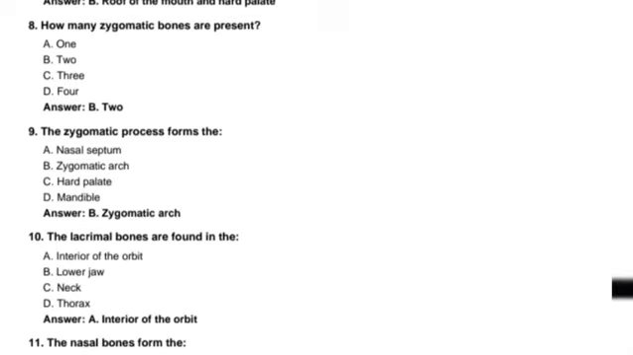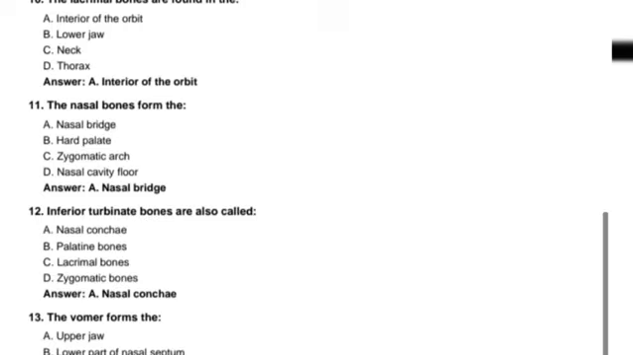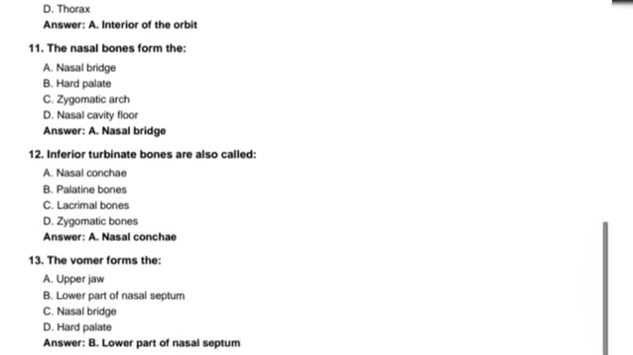Question number 9. The zygomatic process forms the option A nasal septum, option B zygomatic arch, option C hard palate, option D mandible. The right answer is option B zygomatic arch. Question number 10. The lacrimal bones are found in the option A interior of the orbit, option B lower jaw, option C neck, option D thorax. The right answer is interior of the orbit. Question number 11. The nasal bones form the option A nasal bridge, option B hard palate, option C zygomatic arch, option D nasal cavity floor. The right answer is option A nasal bridge.